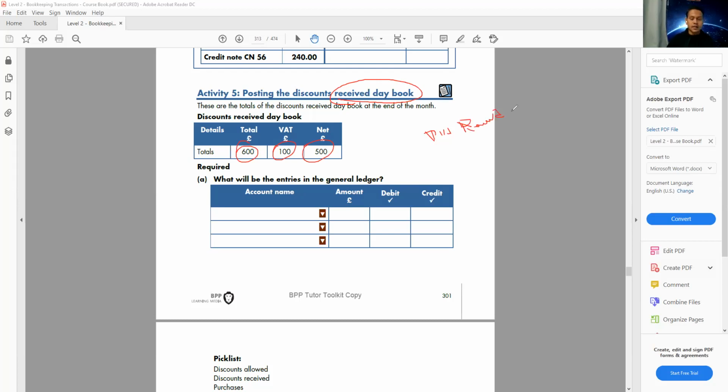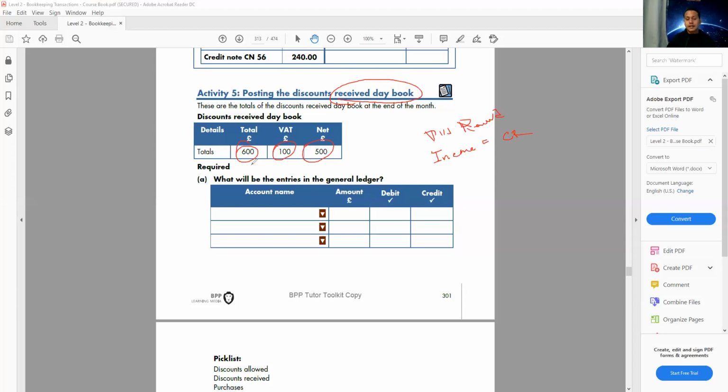Is it our income? Very well done. If the discount received is our income, then it will be our debit or credit. Income is always credit, isn't it? Income is always credit. So if there is a discount received, that's our income, then that will be always credit. So discount received is always credit.